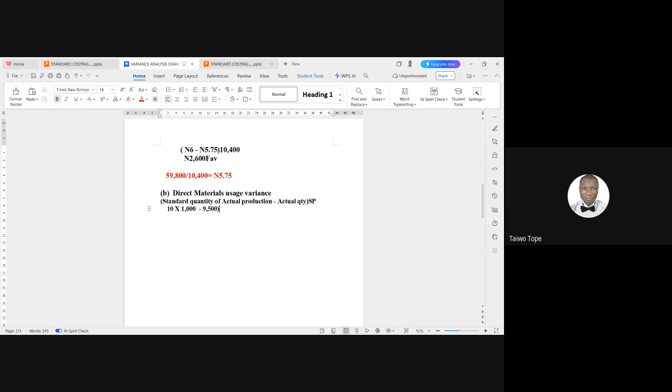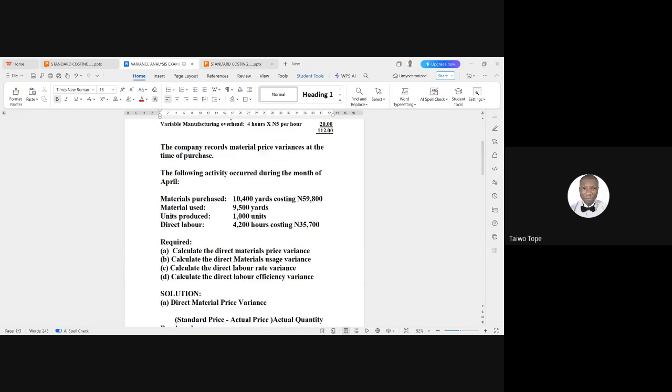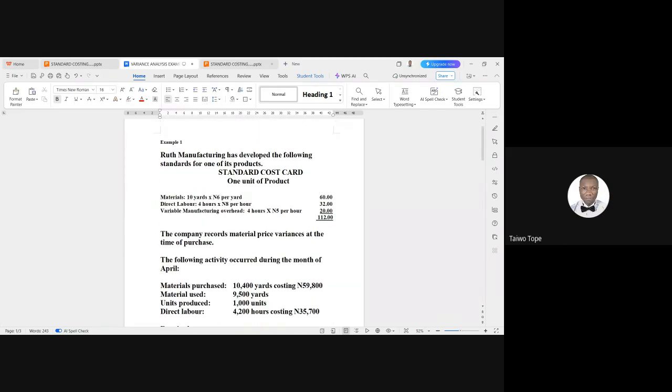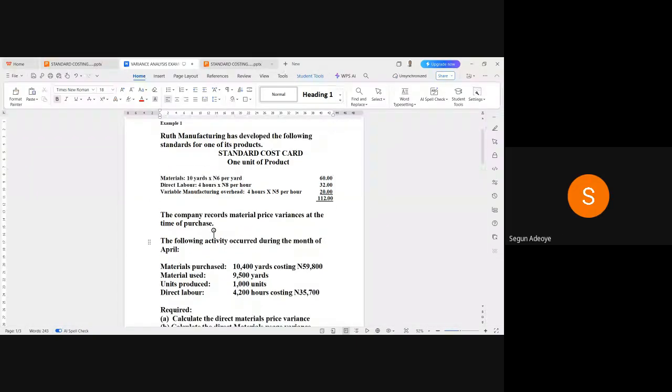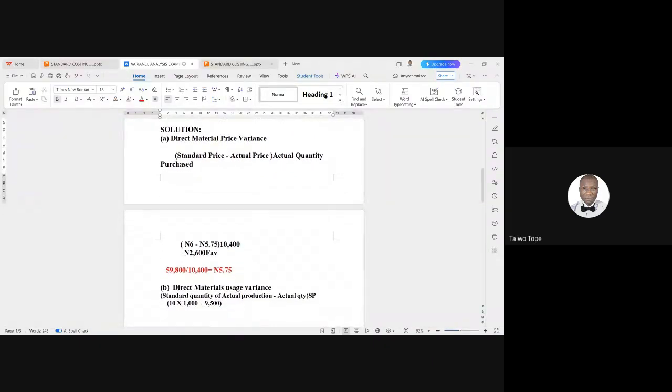In relation to the standard price. The standard price is what? You go to your standard. 6 naira. 6 naira per yard. So by 6 naira.